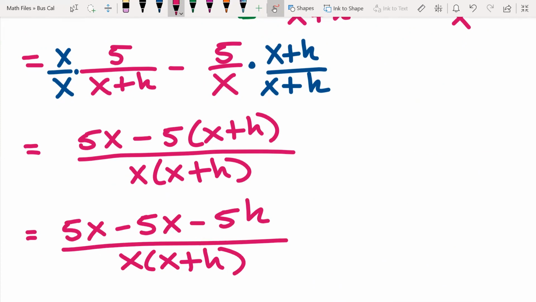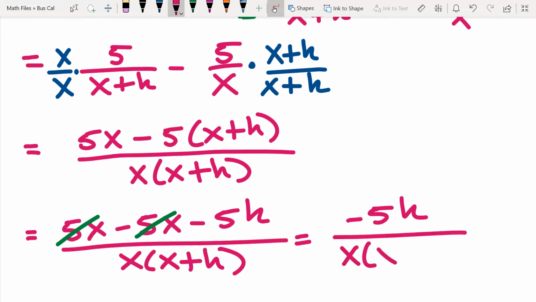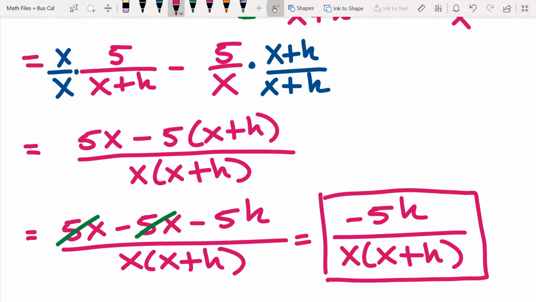And now, a little bit of relief here. Your 5x's cancel, and we're left with the final answer of step 2: negative 5h over x times x plus h. There you go. That ends step 2. Whew, man, which means on to step 3.